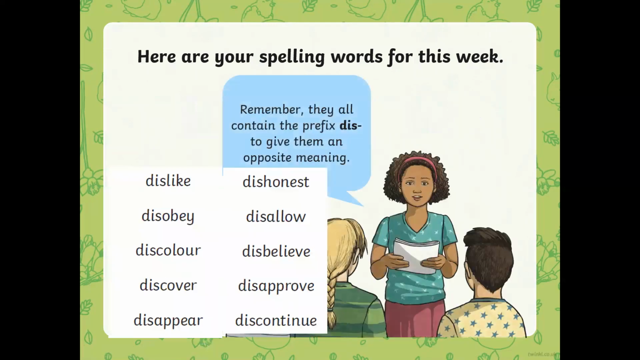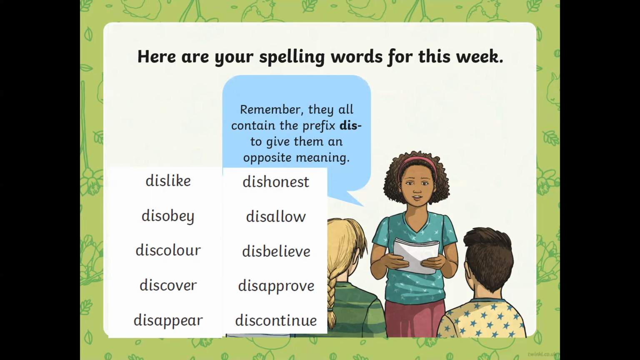Okay, now here are your spelling words for this week. Remember, they all contain the prefix dis, which gives them the opposite meaning. Can you please write these words down however you would like to? I would suggest that you do it in your rainbow writing so that you are really thinking about each letter as you write it down in a different color. However, you can just copy down these words.